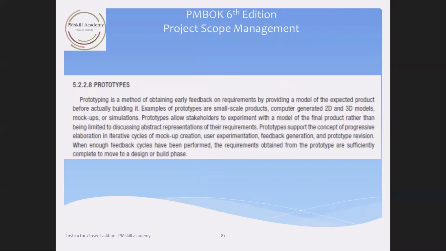The last technique used in collect requirements is prototyping. You make some prototype, you generate some 3D or 2D models. Like when you are purchasing a flat, you go to the site, so the contractor or the builder will show you a prototype of the flat, how it will look, and you look around and you see the benefits and you generate different things. So prototyping is also used. You make dummy models.